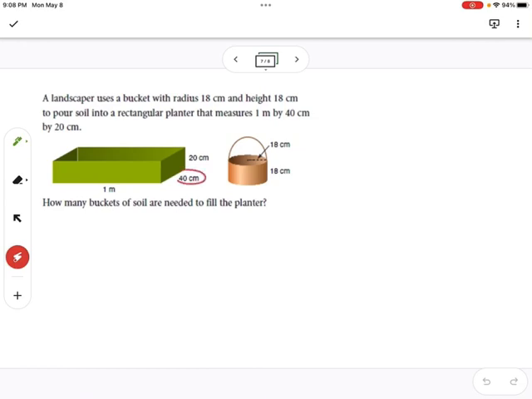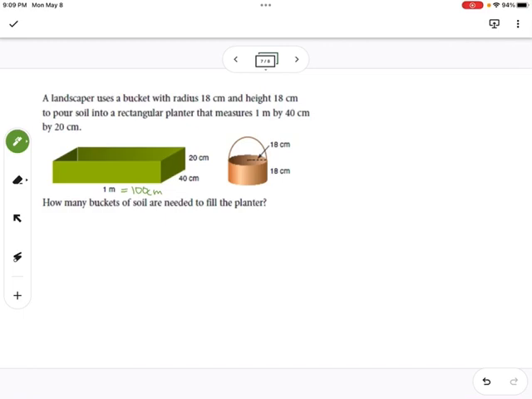Everything is in centimeters except the length of our planter, which is 1 meter. So we want to convert that to centimeters. So how many centimeters are in a meter? So that means this is 100 centimeters. Okay.